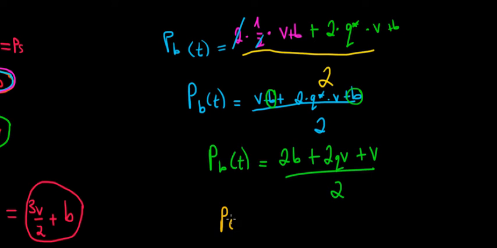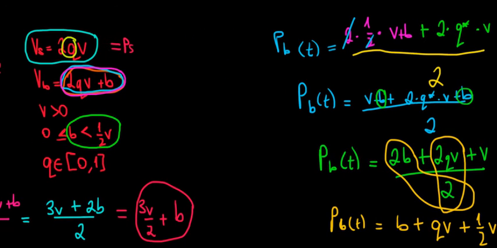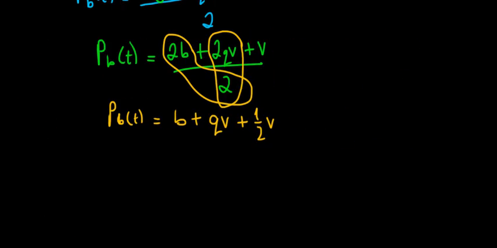The price of the buyer with the test, when they use the test, would be equal to 2b divided by 2, that's just b, plus 2qv divided by 2, that would be just qv, plus 1 over 2v. Now, as always, we would like to make this equal to the price that the seller is willing to sell to find the level that makes them indifferent, and that price of the seller would be just 2qv. So let's write it over here below.